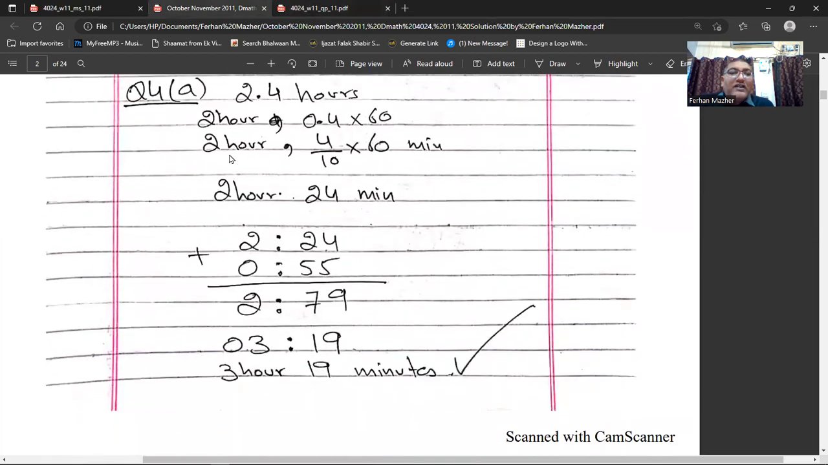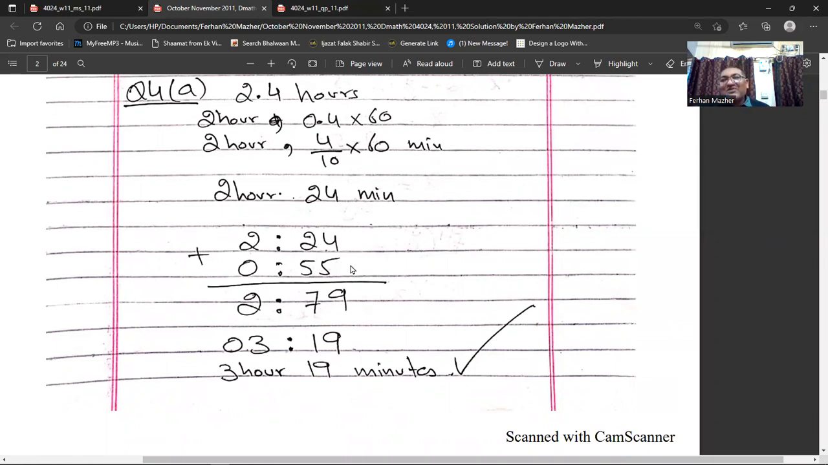Okay, so here you can see 2.4 hours means 2 hours, and 0.4 multiplies 60, 4 by 10 multiplies 60, and that will be 24. So that time is 2 hours 24 minutes. So in 2 hours 24 minutes, add 55 minutes. So the minutes will be added in the minutes. So you will get 2 hours 79 minutes.